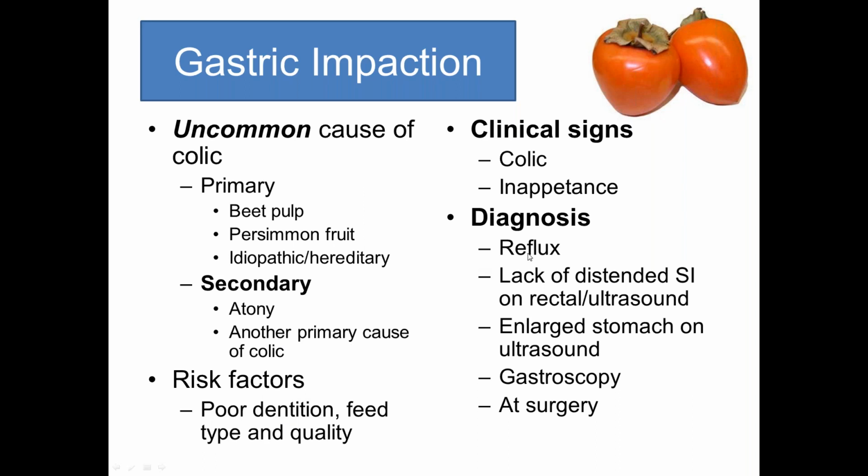So you'll find these horses have reflux. You won't find distended small intestine on rectal or ultrasound, and this is probably one of the defining findings for your veterinarian, that typically reflux is associated with small intestinal problems. If you cannot find distended small intestine on your ultrasound or in your rectal exam, but you've got a lot of reflux, chances are it's gastric in nature, and the most common reason would be gastric impaction. You can see a stomach wall on ultrasound as it extends further back on the left side of the horse, and then you can certainly see it on gastroscopy.